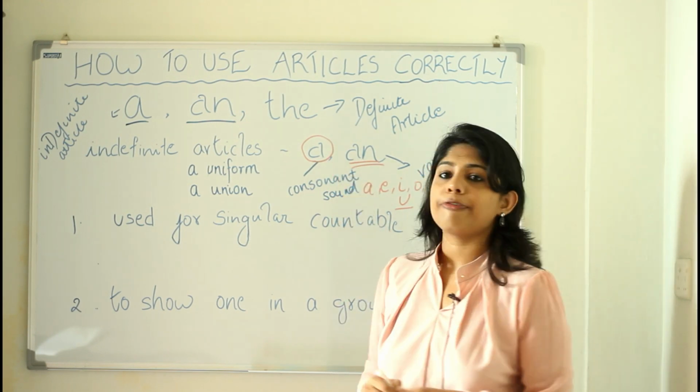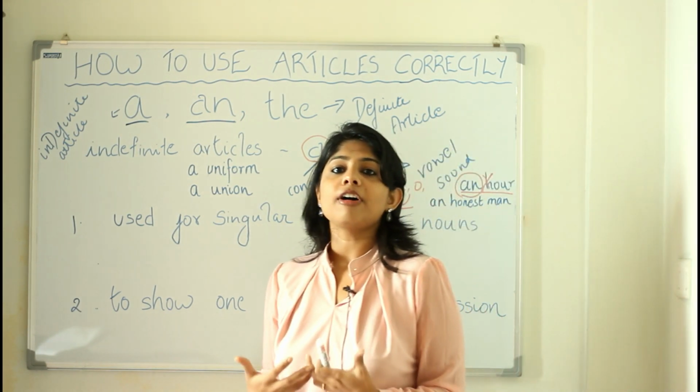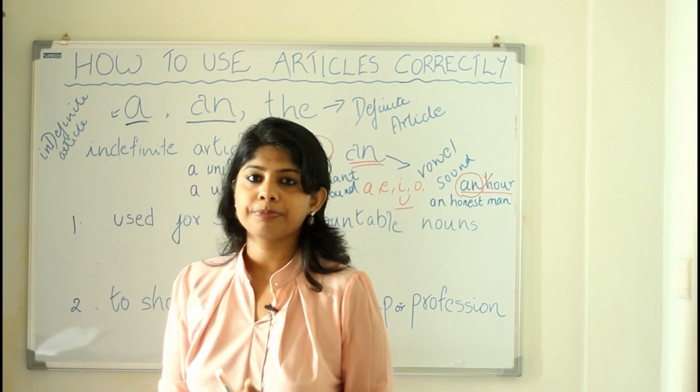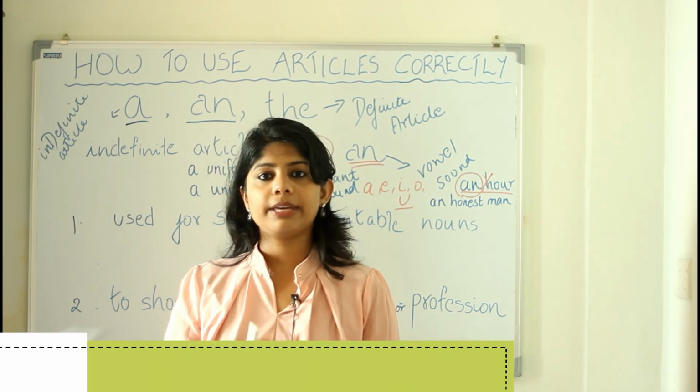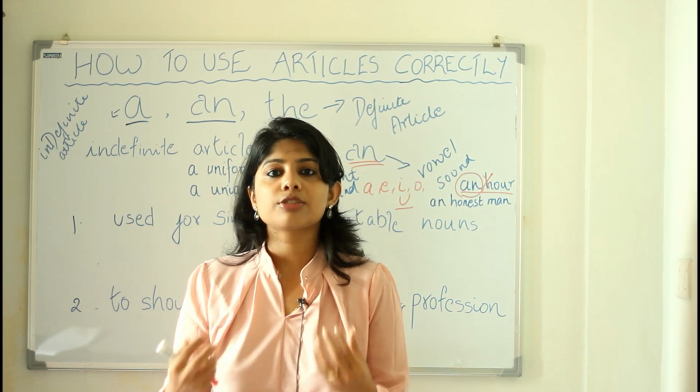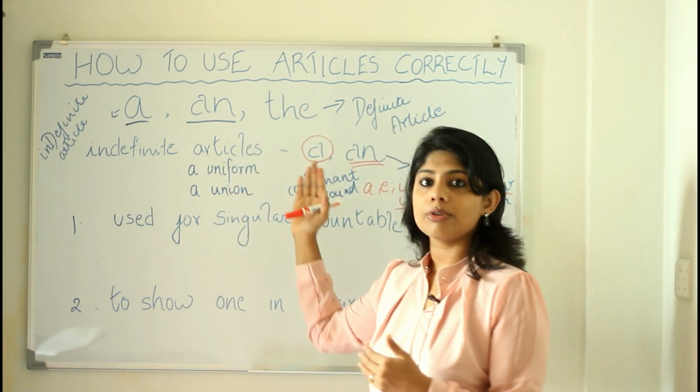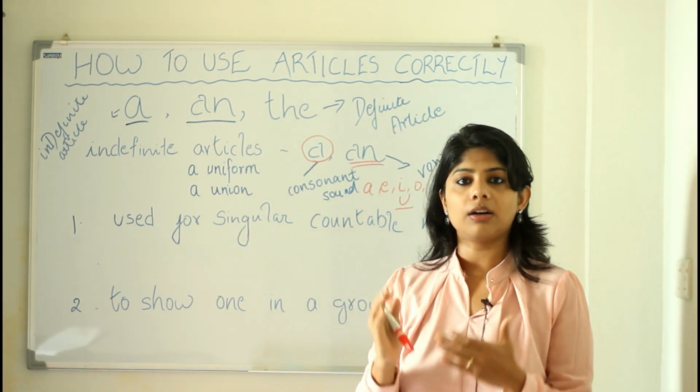Now the article a is pronounced as a. We use it before words that have a consonant sound at the start. A book, a pen, a baby. All these are consonant sounds. Before every consonant sound, we use the article a.